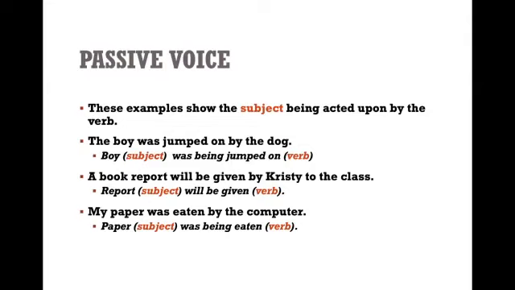In your active voice, Christy was giving the book report. That was active. She was going to do it. Here it is in passive voice because the book report is not giving Christy to the class. It's in passive voice. The report will be given. My paper was eaten by the computer. Well, if you remember back in active voice, the computer was the one doing the eating of the paper, so that was active voice. The paper is not eating the computer. So this is passive voice. The paper as subject was being eaten, the verb.